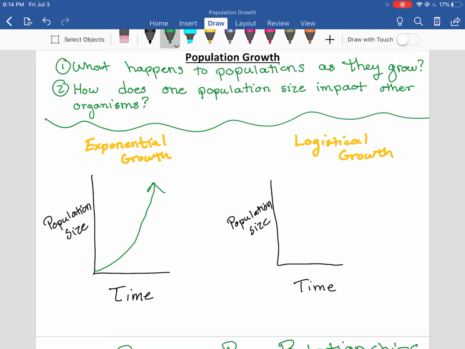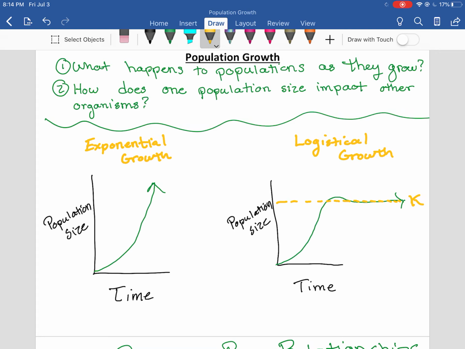But as we know, every environment has a carrying capacity. That's where logistical growth comes in. What we see is the population increases and then levels out. They hit their carrying capacity, which for this graph is right about there. If you remember from the previous video, it was K. The letter K is carrying capacity. So a population hits its carrying capacity and levels out. That's called logistical growth, and that's usually what happens.